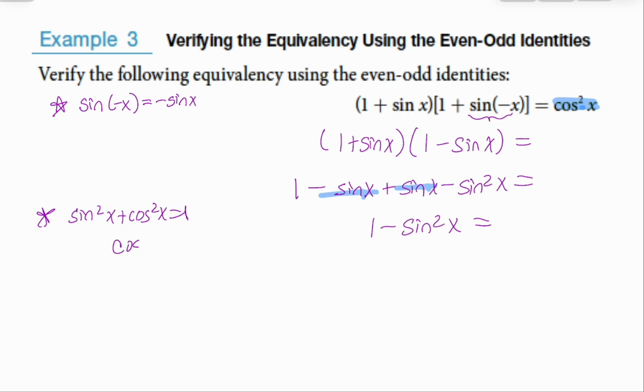So I know that cosine squared is a perfect replacement with 1 minus sine squared. And that's what happens here. We replace it with cosine squared. We've got a perfect match. Write it down there once, put an arrow in between. So we have shown that 1 plus the sine of x times 1 plus the sine of negative x will equal a cosine squared every single time.